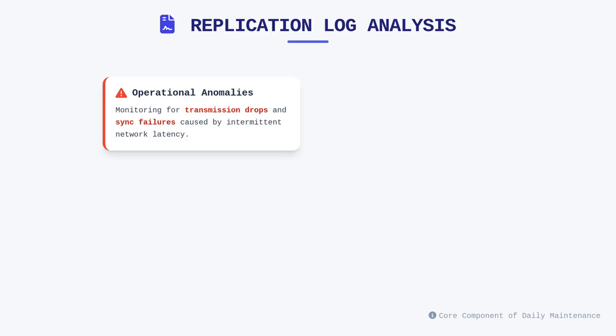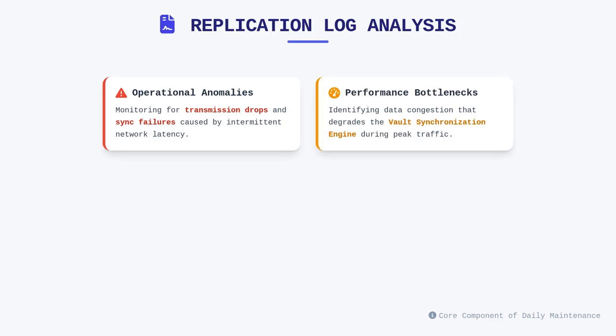The operational reality of a replication infrastructure is that anomalies will eventually occur, making log analysis a core component of daily maintenance. We monitor the replication log files to identify transmission drops or synchronization failures that might occur due to intermittent network latency. By tracking these metrics, we can often identify data bottlenecks that degrade the performance of the Vault synchronization engine during high traffic periods.